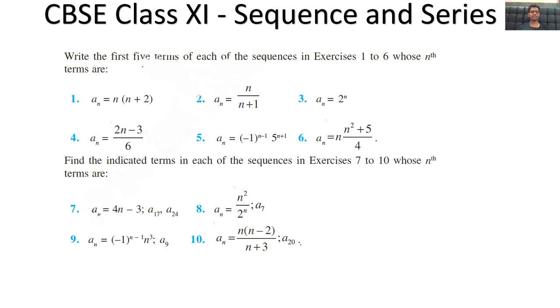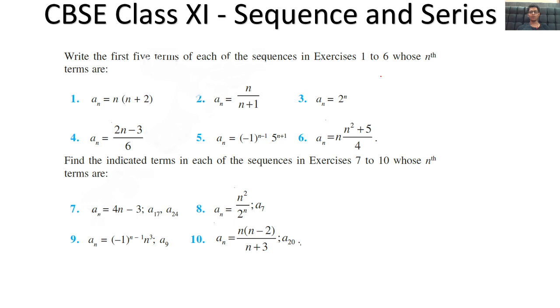Under the sequence and series chapter, we need to find the first 5 terms in each of the expressions of the sequences in exercise 1 to 6, whose nth terms are where an is equal to n into n plus 2. Let's begin with the very first term, where an is equal to n into n plus 2.